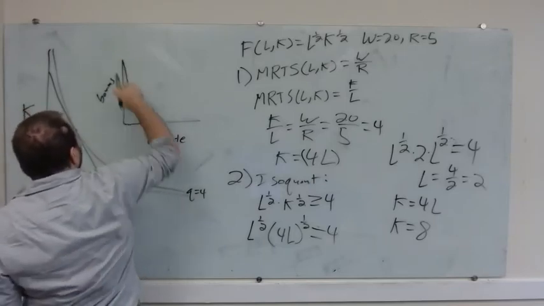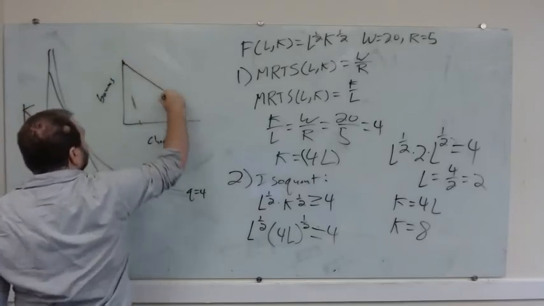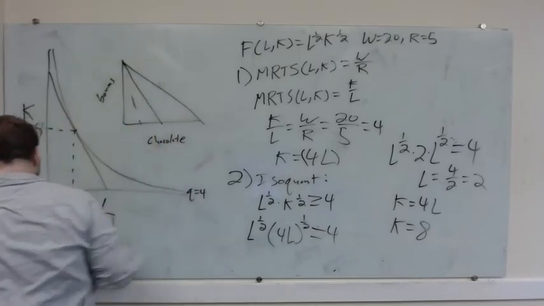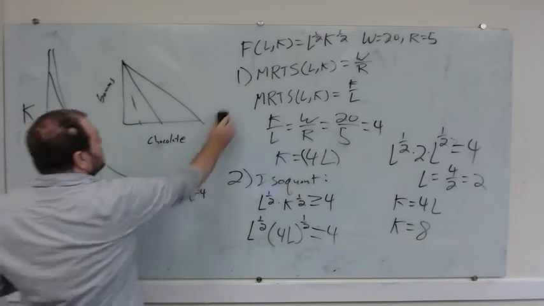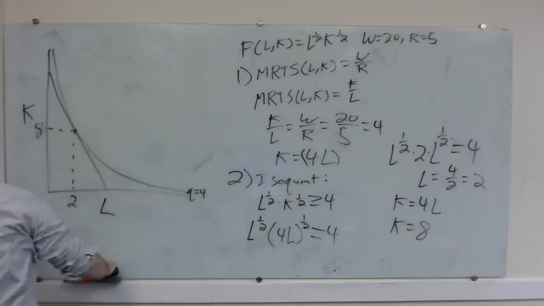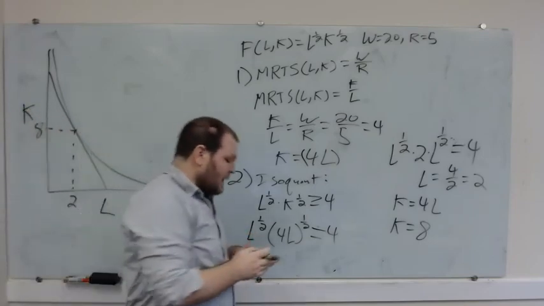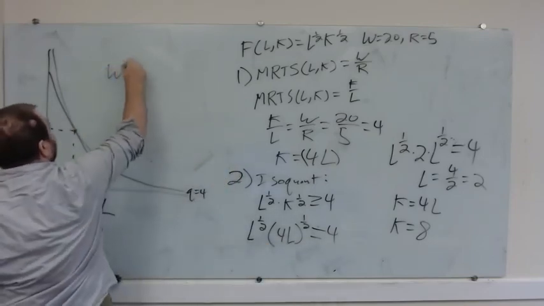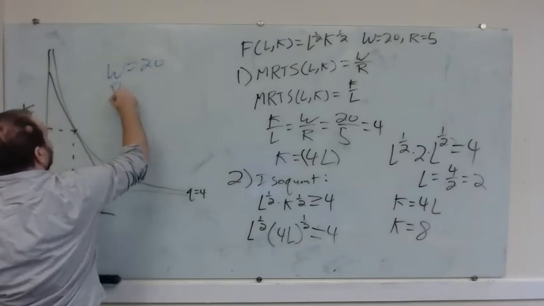If chocolate got more expensive, I would go from a budget like this to a budget like this, right? My budget constraint would shift inward. So what's the picture going to look like if instead I have a change in input prices? Let's say, for example, that I have R equal to 20, so W equal to 20 and R equal to 20.